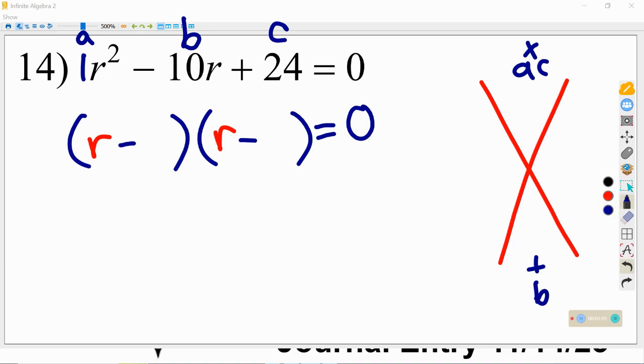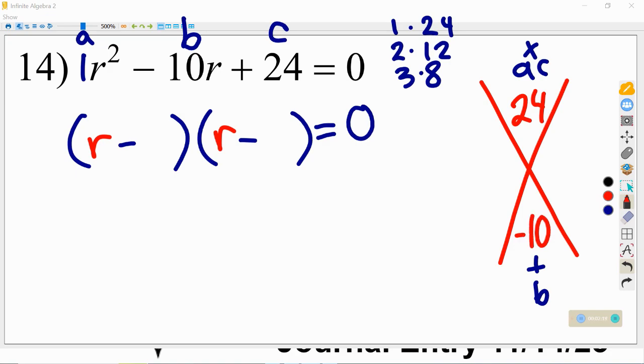All right, so in this case, we would look at 1 times 24. We always start our list with that. And then we got 2 times 12. And once we get to 3 times 8, we can see that we went too far, right? Because we need 2 numbers that multiply up to positive 24 and add up to negative 10, right?